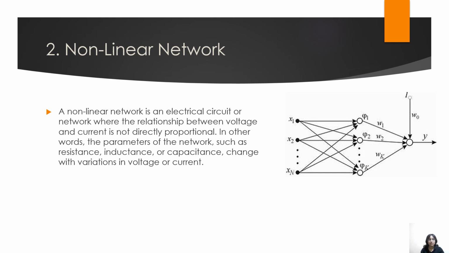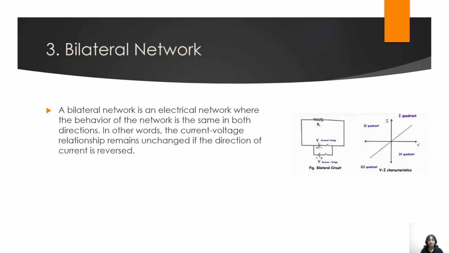The second type of network is nonlinear network. A nonlinear network is an electrical circuit or network where the relationship between voltage and current is not directly proportional. In other words, the parameters of the network such as resistance, inductance or capacitance change with variations in voltage or current.